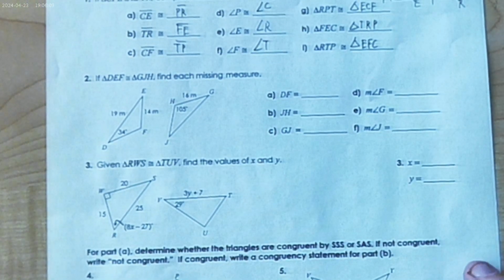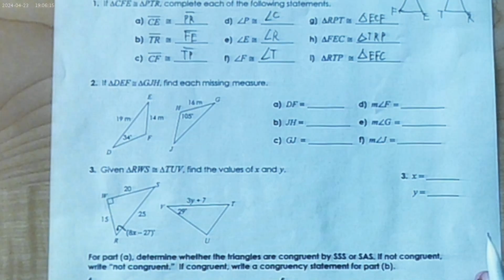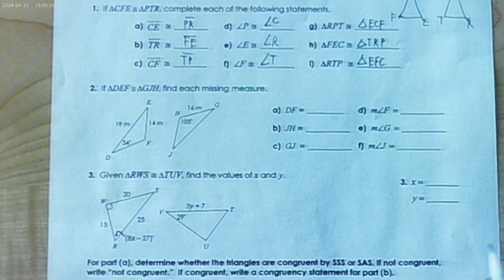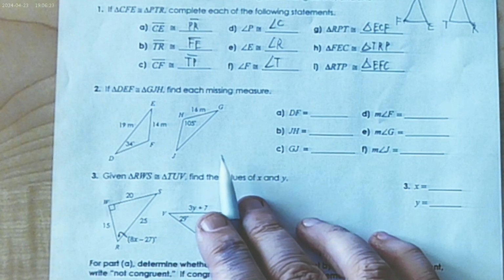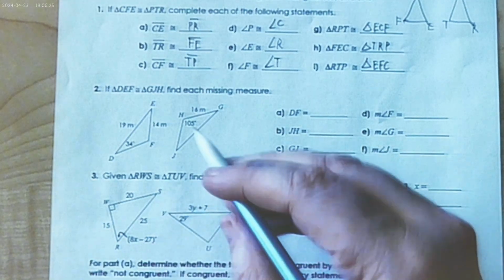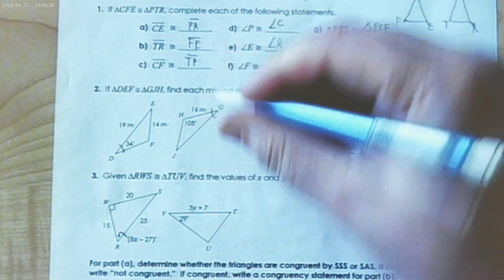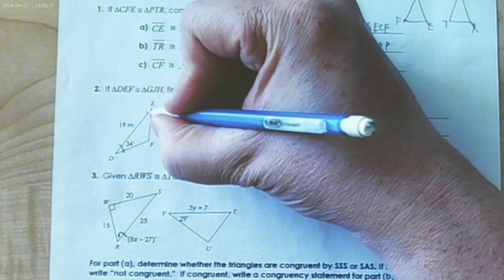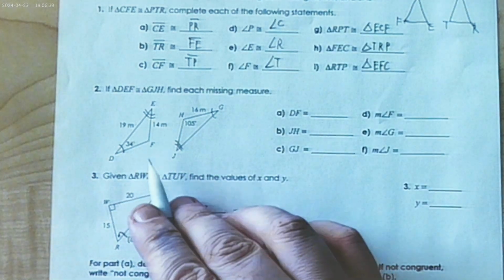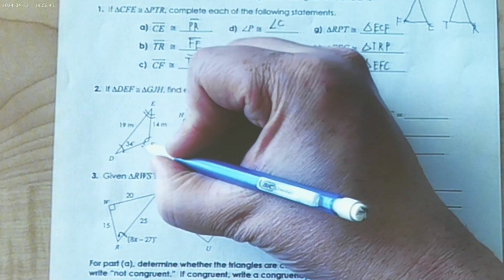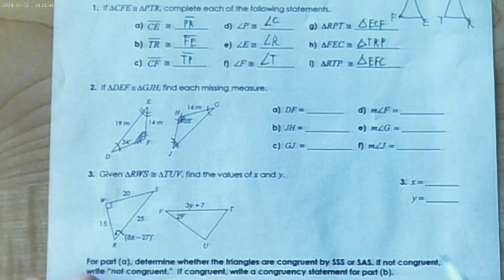All right, so talking about making problems easier, we've got DEF congruent to GJH, and we're finding each missing measure. We've got numbers over here, so that means we have to put numbers here. Let's see. So DEF, so that means that angle D is going to be equal to G. E is going to be equal to angle J. And then F is intuitively going to be angle H. Alrighty.